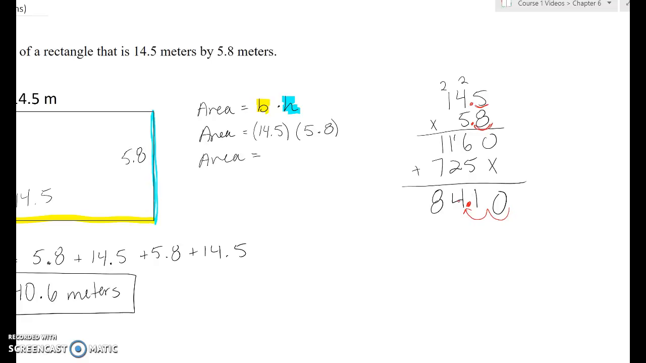So my answer for area is 84 and 1/10. I don't need that 0. 84 and 1/10 square meters, right? Area is measured in squares. So 84 and 1/10 square meters is your answer for your area.